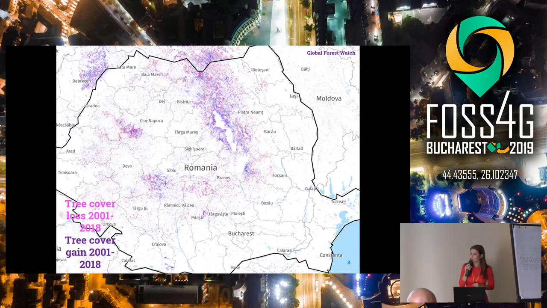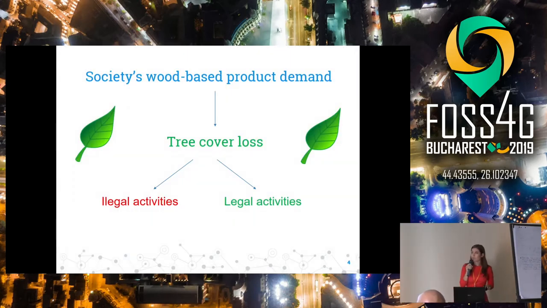In Romania only, this is a map of the tree cover loss from 2001 to 2016. Over 300,000 forest acres have been lost. However, this tree cover loss is due to both illegal deforestation activities and legal forestation activities, meaning that we have to supply society with the wood products they demand.